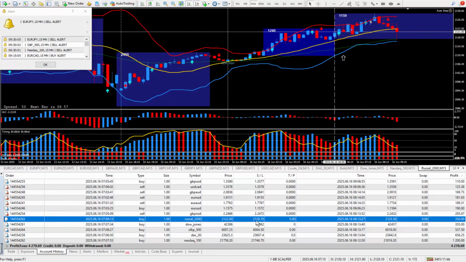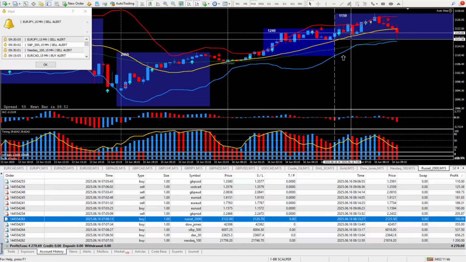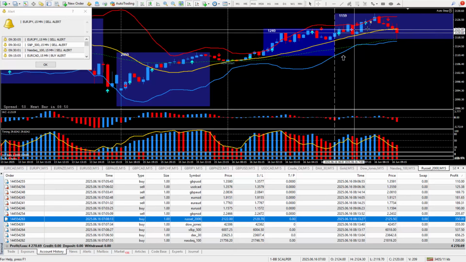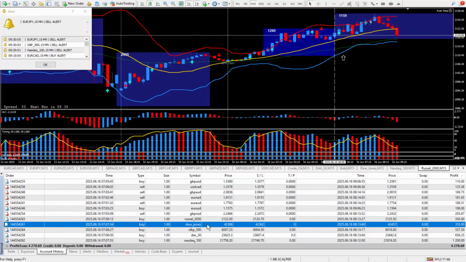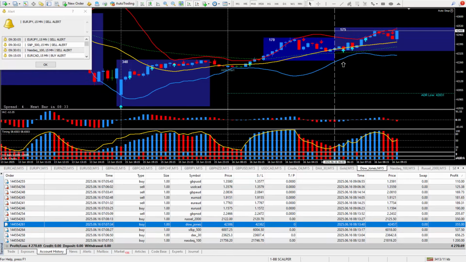Looking at the Russell, it does pay $10 for each tick. Easy to see, this should be 35. So let's see, 35 ticks. There it is right there, 35 ticks, paying out $350. Moving right along to the next trade I did, Dow Jones.